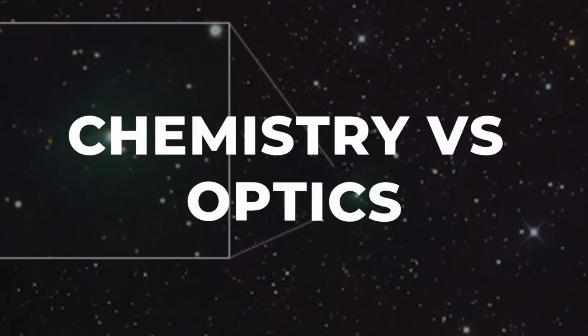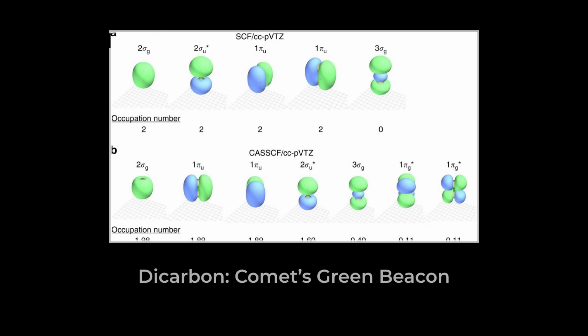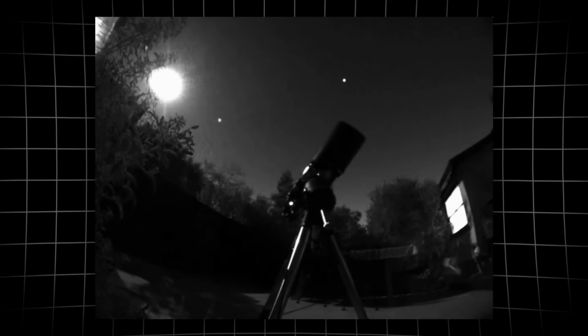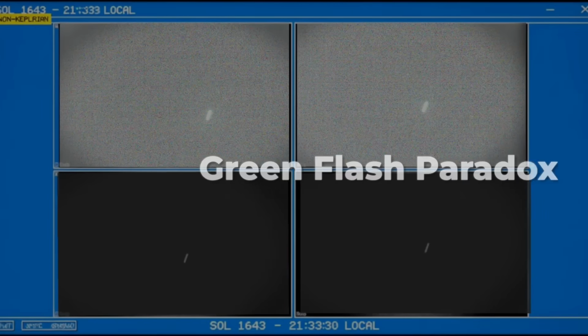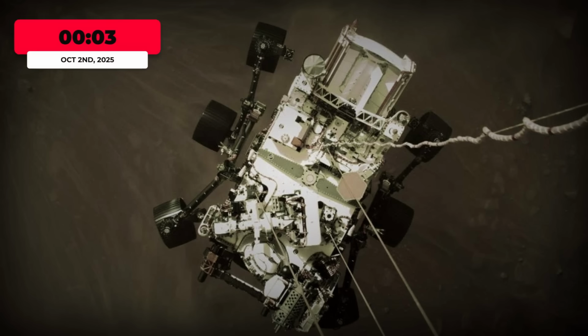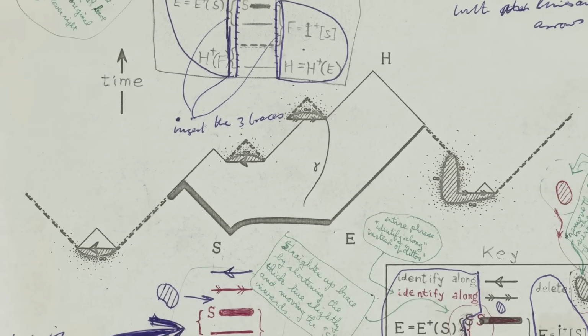A comet's green glow seen from millions of kilometers away is usually an open and shut case. Dicarbon, or C2, emits a bright green signature when sunlight breaks its molecular bonds, a process so reliable that comet hunters use it as a chemical calling card. In the case of 3I/Atlas, the story gets tangled. Reports from the Mars flyby window claim a fleeting green flash, captured at 00:03 UTC in some of the Perseverance frame stacks. The implication is simple.